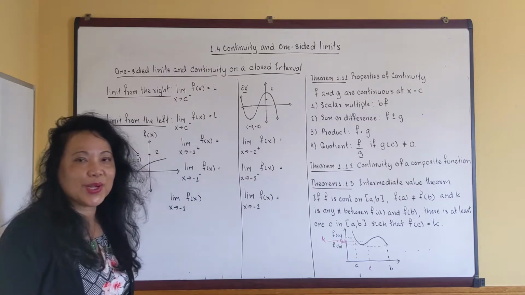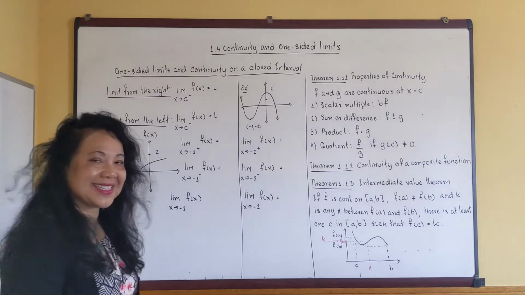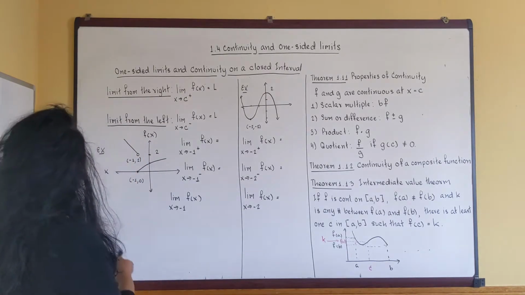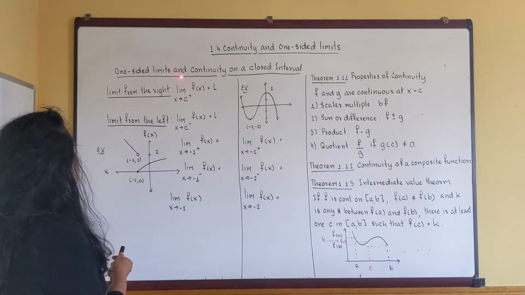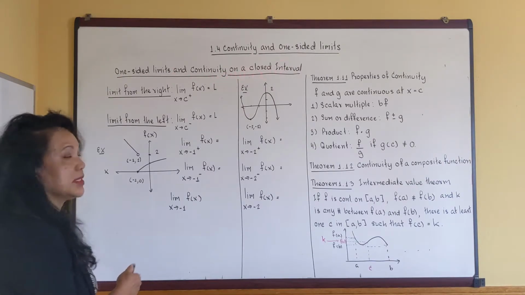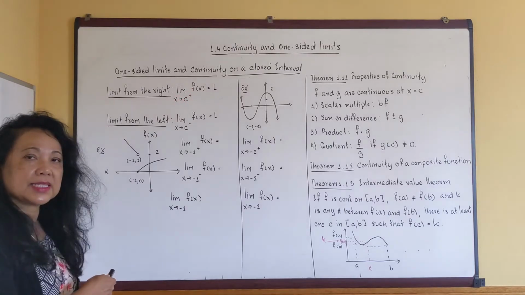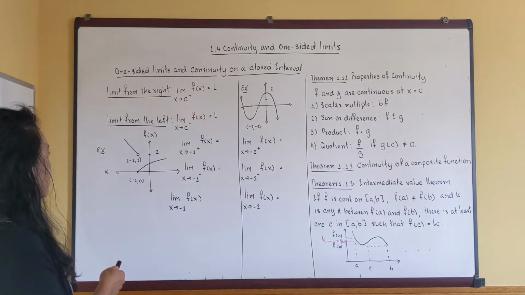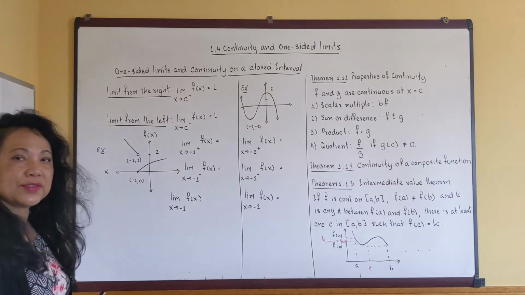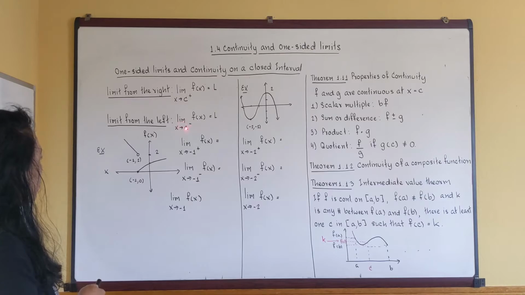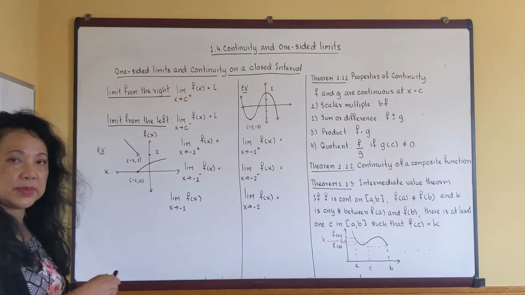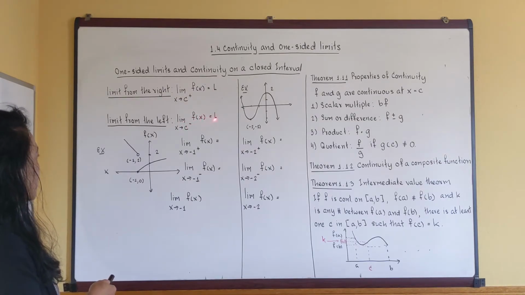Hi, let's continue our next section, not next section, the next definition. One-sided limit and continuity on a closed interval. So if I say limit from the right, you're going to have x approaching some number with a plus. This means from the right of a function equals L. Now the limit from the left, you're going to have the limit as x approaches c with a negative. This means from the left of a function equals L.